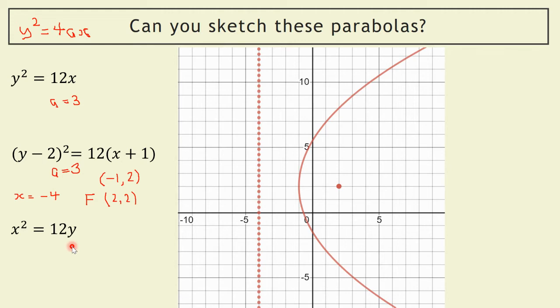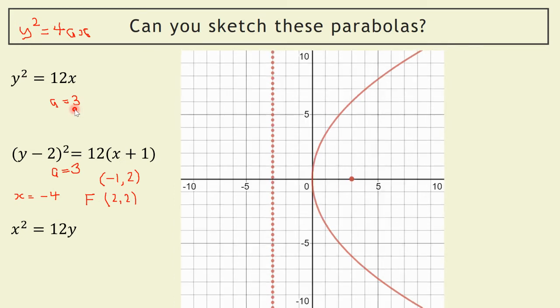Rather than having an axis of symmetry along the x-axis, the axis of the parabola is now going to go along the y-axis, but everything else is going to stay the same. Our focal distance is still 3, and our distance to our directrix is still 3 from the vertex. The vertex has not moved. It will stay at the origin, just swapping x and y around. 0, 0 goes to 0, 0.